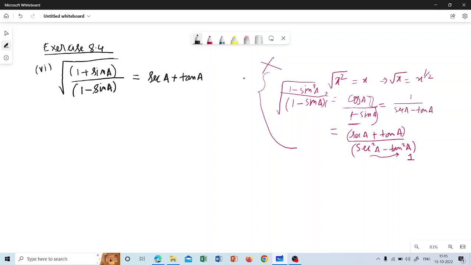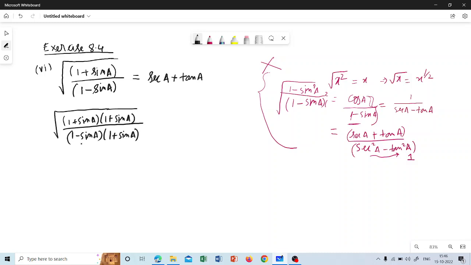What if I try to get the numerator in terms of cos? So let us try multiplying the numerator and denominator by 1 plus sine A. So what will happen? Just check it. So (1 plus sine A) into (1 plus sine A) by (1 minus sine A) into (1 plus sine A).